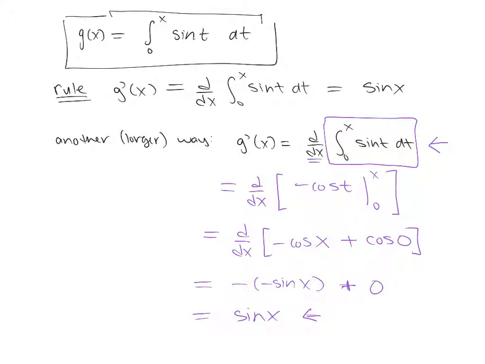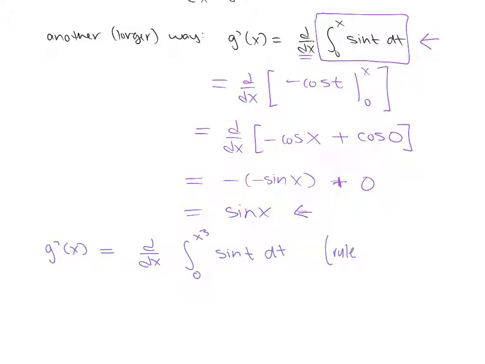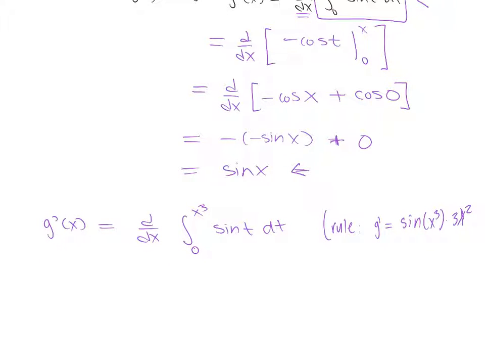Let me change it a little bit to also explain the chain rule, okay? So what if I made this g prime of x, the derivative, let's say, the integral from 0 to x cubed of sine t dt. All I changed was the x to x cubed, right? So using the rule that we know, g prime will equal sine of x cubed times 3x squared, right? That's from the rule we learned before. Let's just do it the long way and I'll show you why. So if you anti-differentiate sine, you get negative cosine again, right?